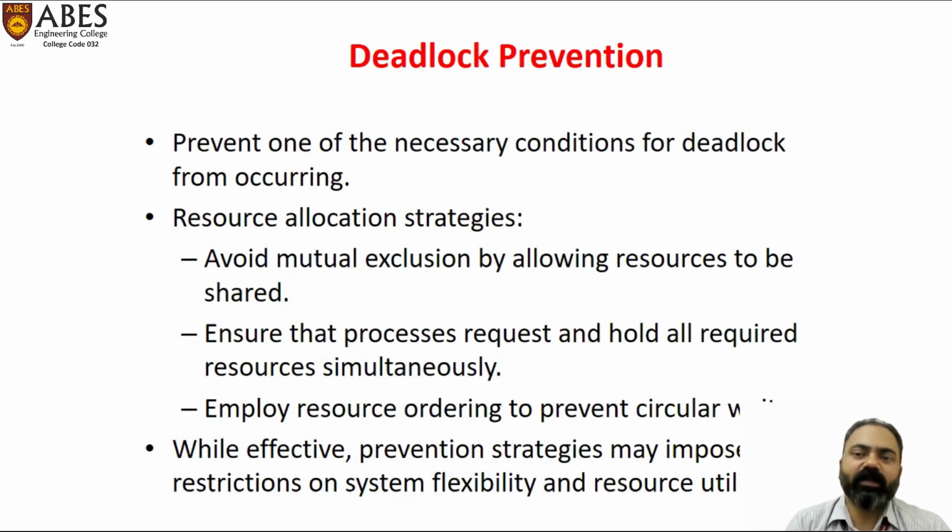To prevent one of the necessary conditions for a deadlock from occurring, resource allocation strategies avoid mutual exclusion by allowing resources to be shared, ensure that processes request and hold all required resources simultaneously, and employ resource ordering to prevent circular waiting. While effective, prevention strategies may impose restrictions on system flexibility and resource utilization, but this is necessary for preventing a deadlock.